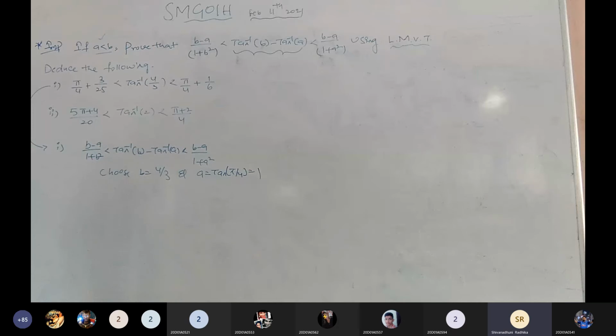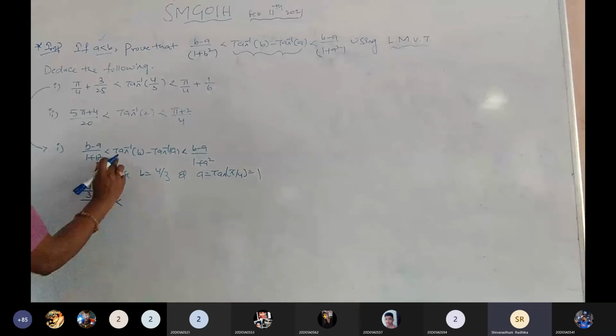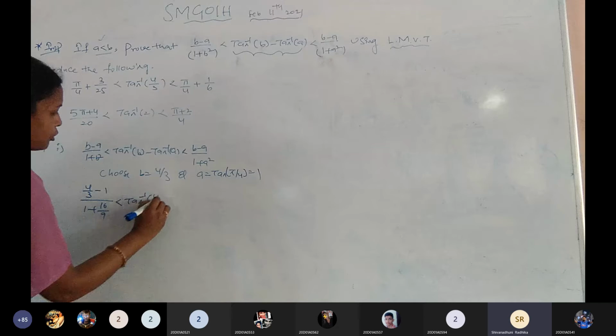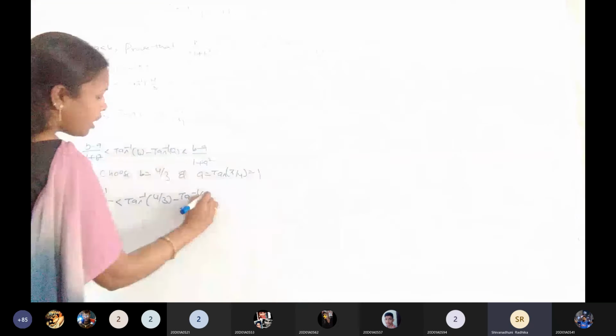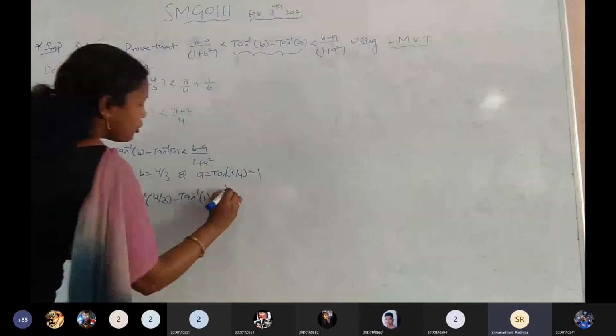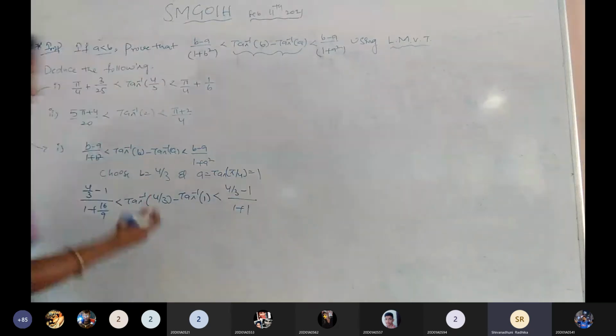Next I am going to substitute those values in the given. So substitute here b minus a: 4 by 3 minus a, over 1 plus b square, 1 plus 16 by 9. Next is less than tan inverse of 4 by 3 minus tan inverse of a. What is a here? 1. Is less than b minus a, 4 by 3 minus 1, by 1 plus a square. 1 plus a square, a value is 1, so 1 square is 1.